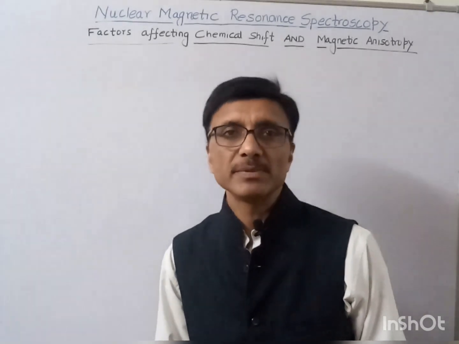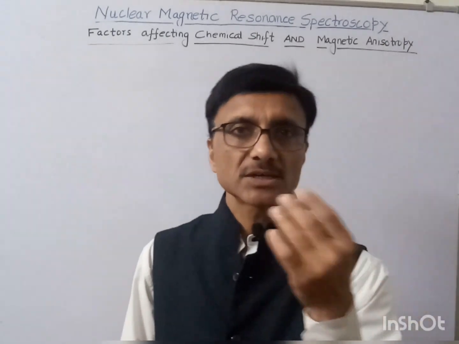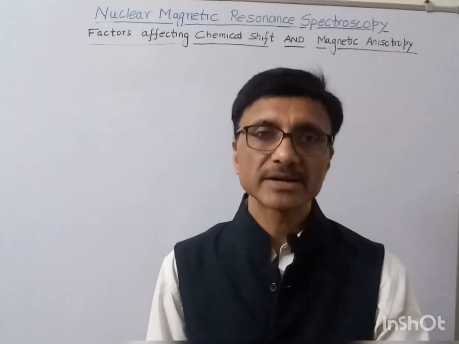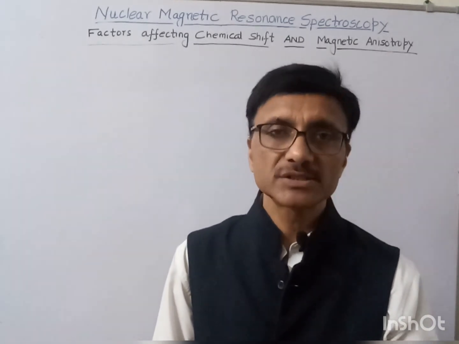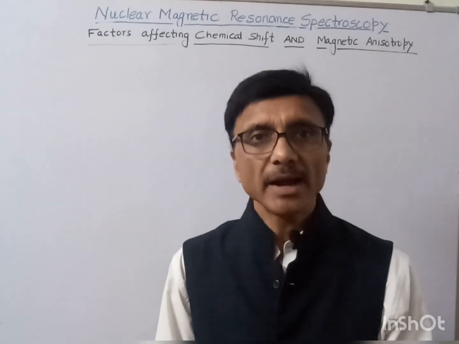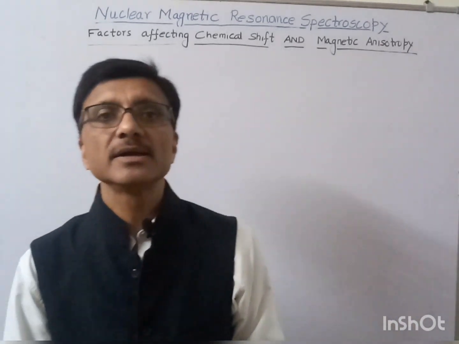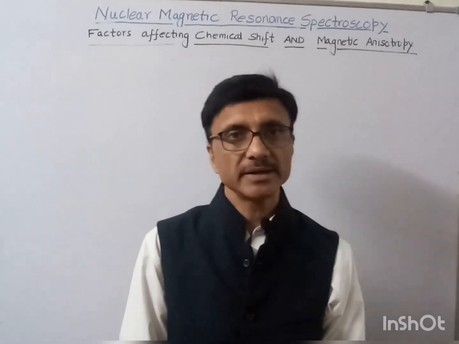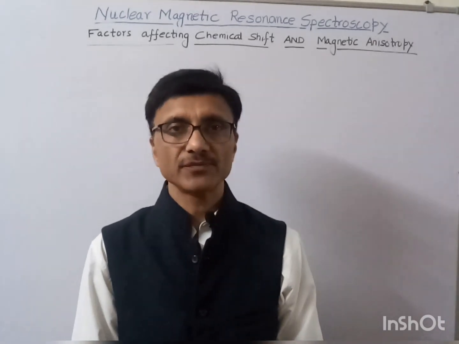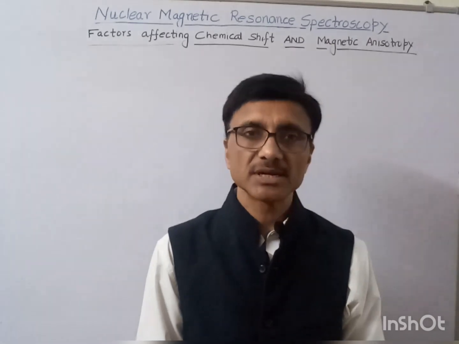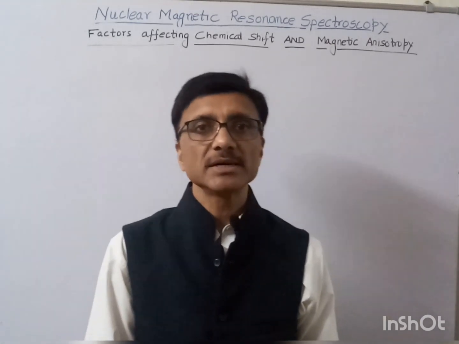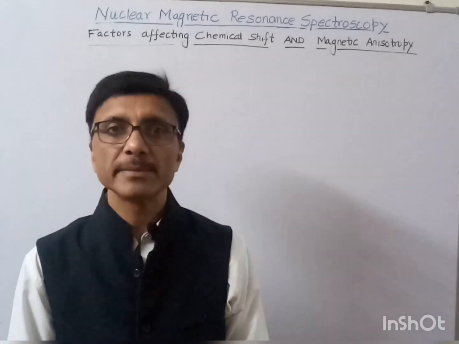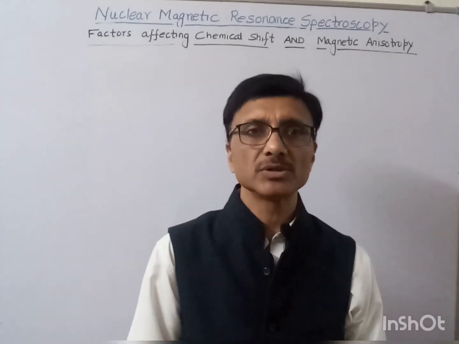What I told you in my previous lecture: if the proton is surrounded by electrons, then the electrons shield and protect the proton. These circulating electrons produce a local diamagnetic current, and this local diamagnetic current generates an induced magnetic field which opposes the external magnetic field, which is called diamagnetic shielding or diamagnetic anisotropy. So that is the shielding and deshielding I told you about.